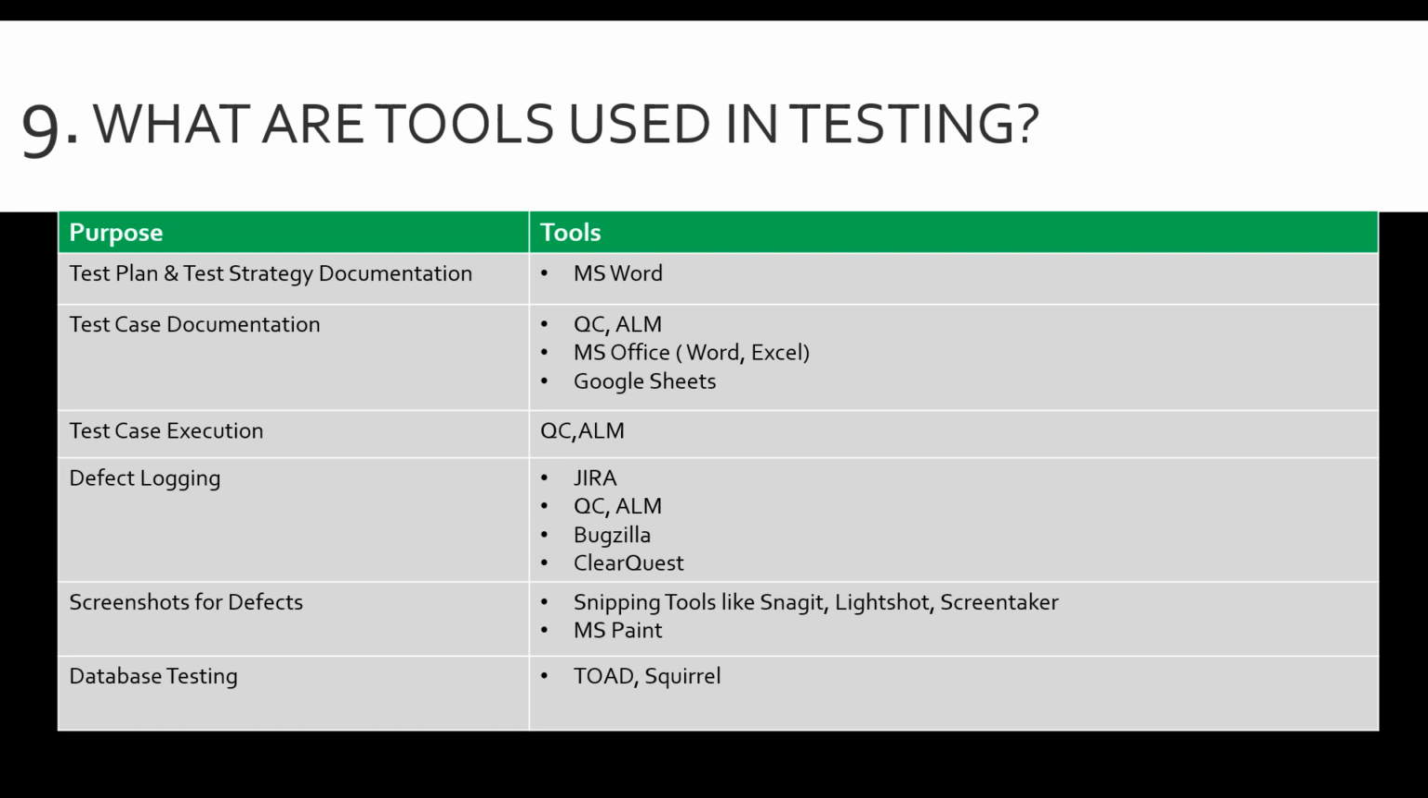And then the test cases documentation, the test case which we discussed. The documentation is done using QC or ALM. So these are the tools used. If there's no tool used, then it will be just MS Office, which is Excel, and then Google Sheets, if the company doesn't use Office and just wants to use the Google Suite. And then for execution, QC or ALM is used.